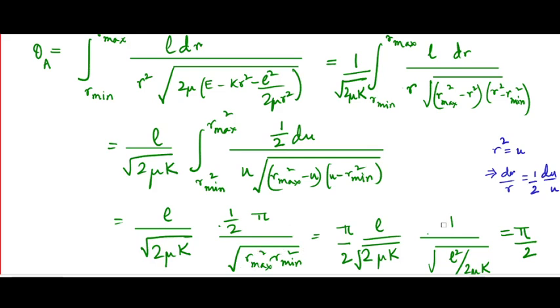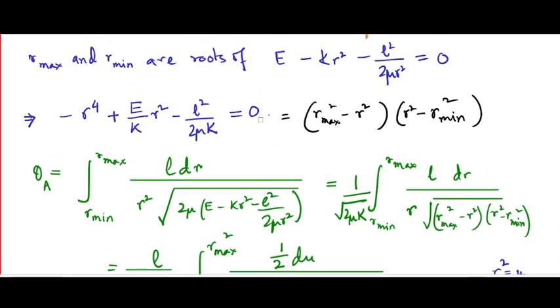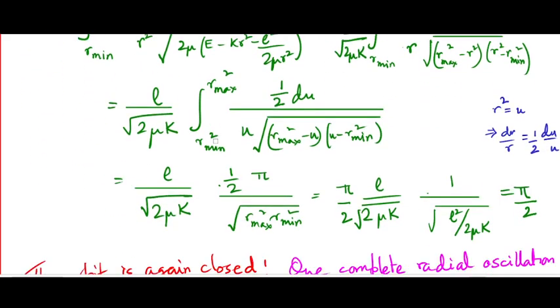But now r max square and r min square are actually roots of this particular quadratic in r square, and therefore the product is simply given by L square over 2 mu k. Plug that in, everything cancels once again, but now you have got a pi by 2. The half here simply comes from this substitution here, that dr by r is half du by u.